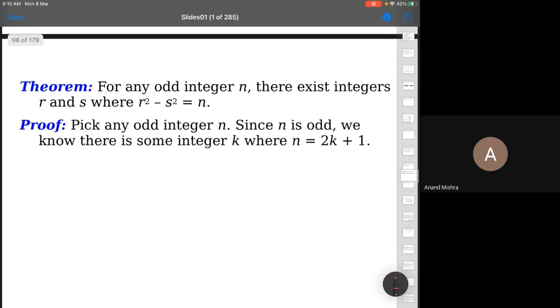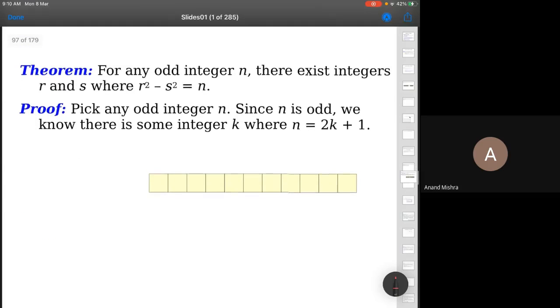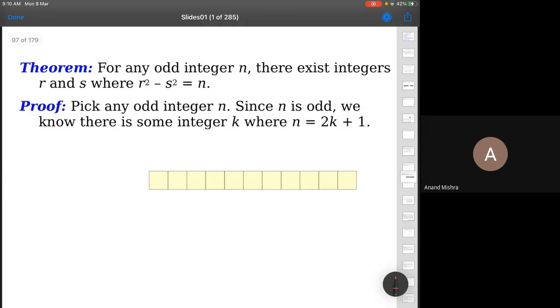For any odd integer, we can take any of them. Since n is odd, we can write n equal to 2k, where k is an integer, right? So everyone knows that. So n equal to 2k, I can write 2k plus 1, sorry. So n equal to 2k plus 1, how do we visually interpret this? I have this cell which is over here, which is like 1, 2, 3, 4, 5, 6, 7, 8, 9, 10 and 11.